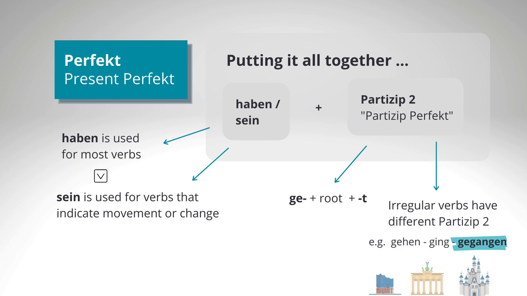And for all of the irregular forms, the past participle is simply the third form in our irregular verbs table. So each irregular verb, like gehen for example, to go, has 3 irregular forms. The infinitive, the simple past form or Präteritum form, and the past participle or Partizip 2. All you need to do is look for the Partizip 2, in this case gegangen. Gehen, ging, gegangen. And that's it.